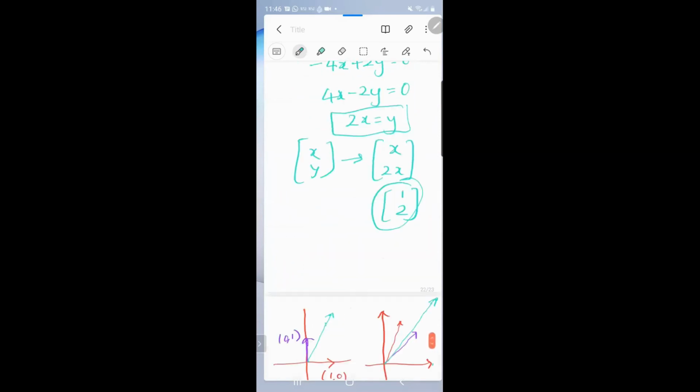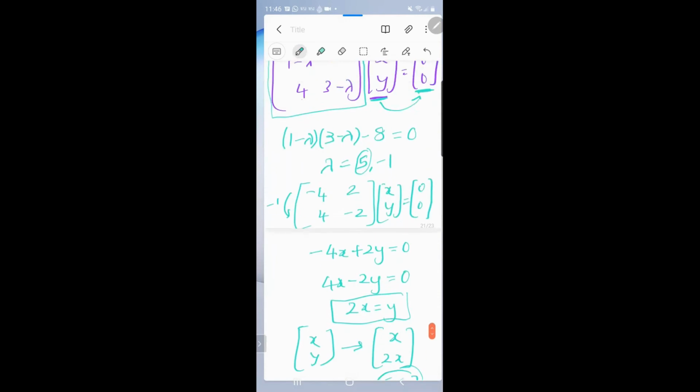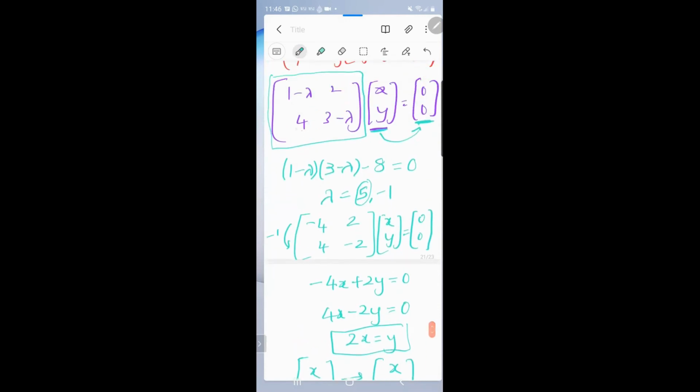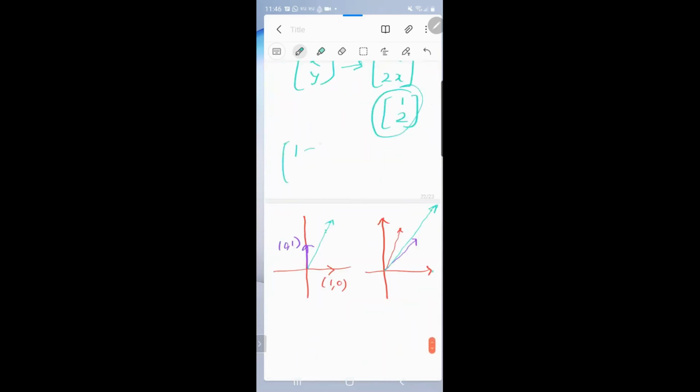So now let's try with the second value, which is minus 1. If I substitute minus 1 in place of lambda, what do you get? I get 2, 2, 4, 4. When I say lambda equal to minus 1, it will become 1 plus 1 and 3 plus 1. So I get 2, 2, 4, 4.